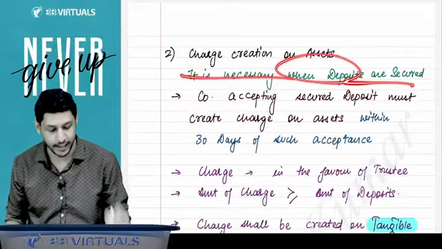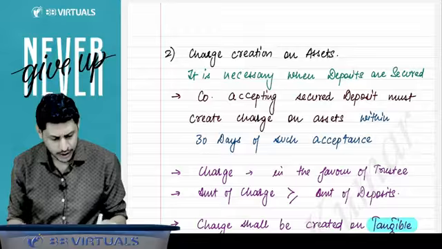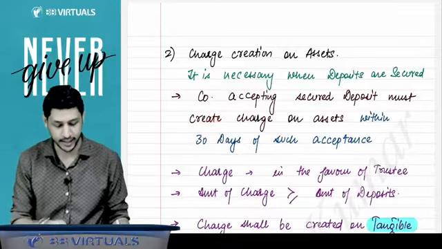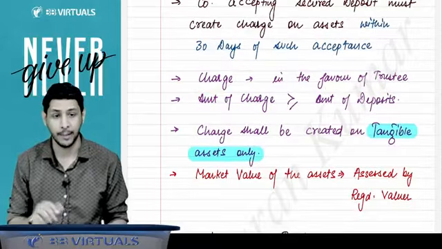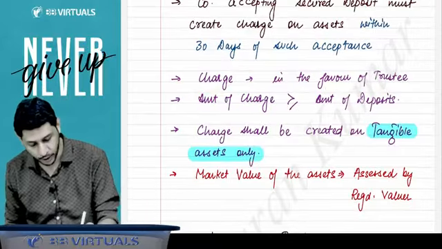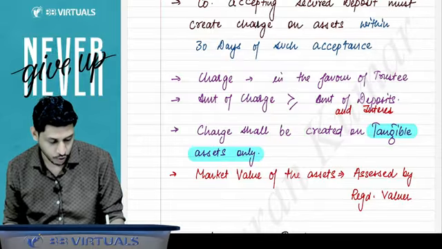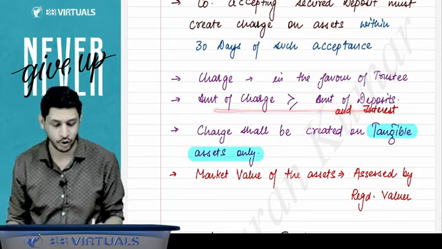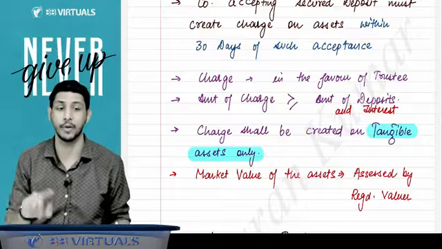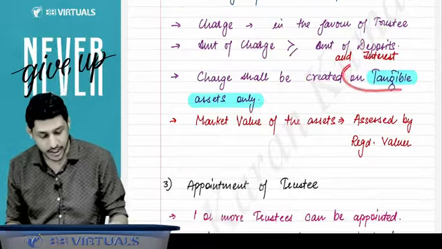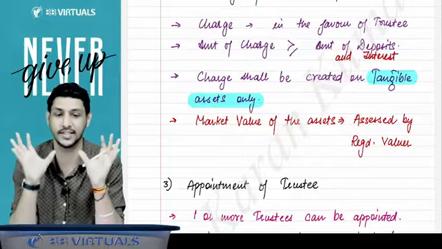It is necessary when deposits are secured; you have to create a charge, which I have already told you must be created within 30 days of such acceptance. The charge should be in favor of the trustee. The amount of charge must cover the amount of deposits as well as the amount of interest. The charge shall be created only on tangible assets.